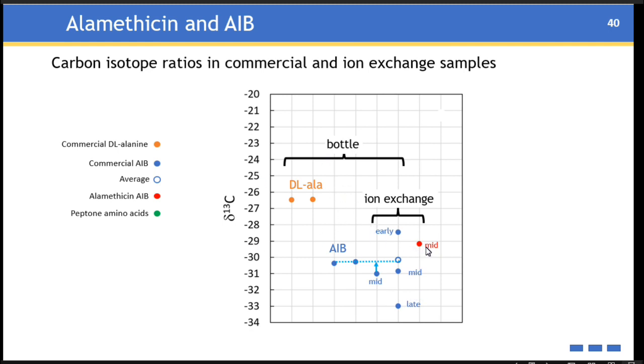So what about the AIB from the alamethicin? I showed the chromatogram of that where I took only some of the fractions. Because of the fractionation that happened, this is not the true isotope ratio. It has to be corrected by about 0.8 per mil because of the fractionation that happens on there. So then I'm saying that that amino acid is minus 28.5 per mil.